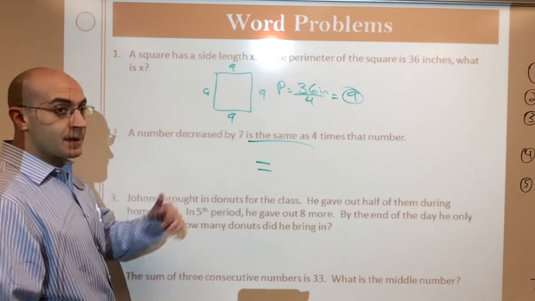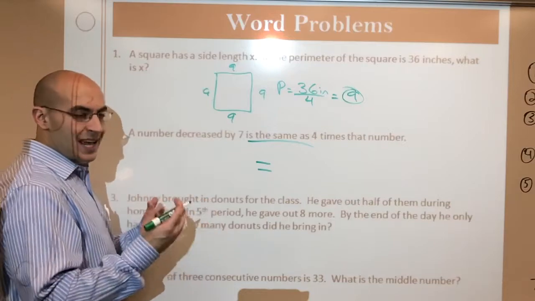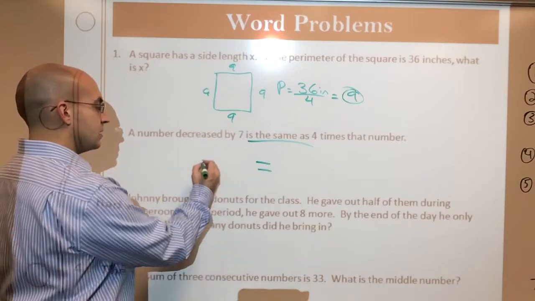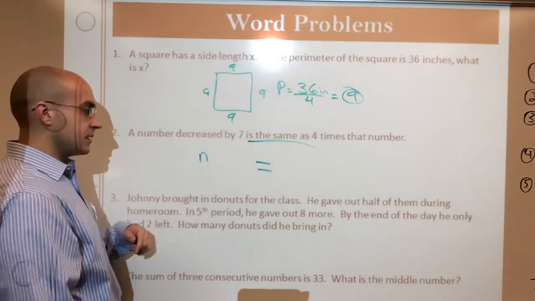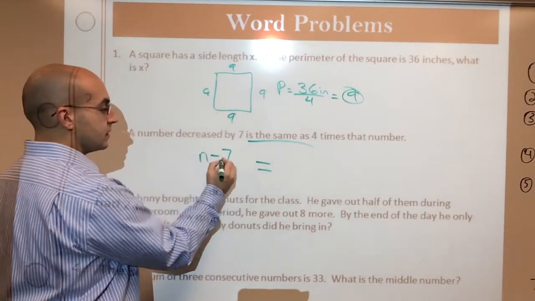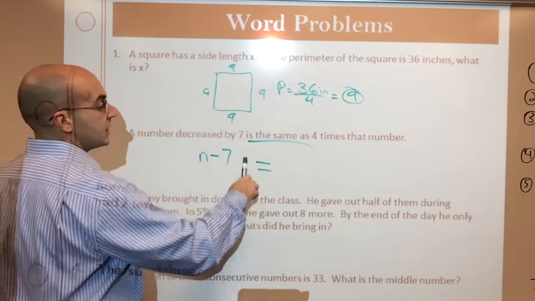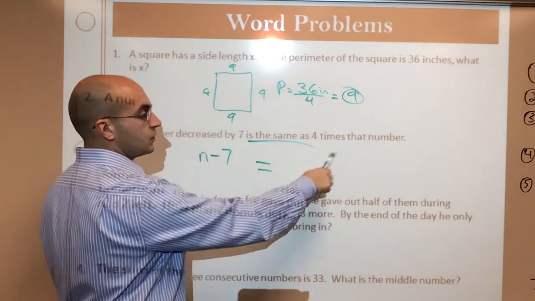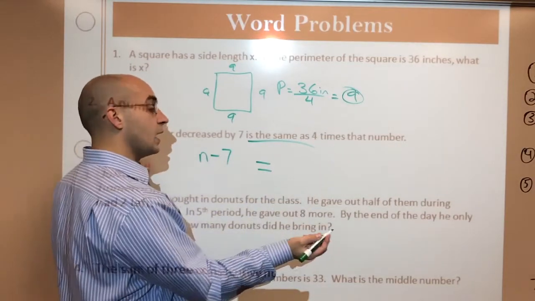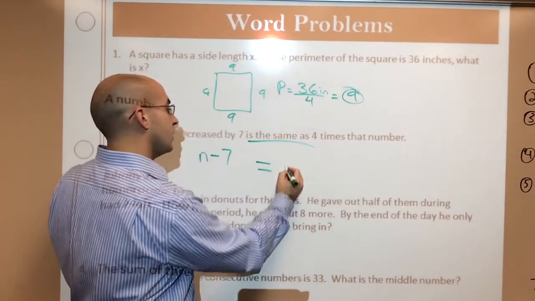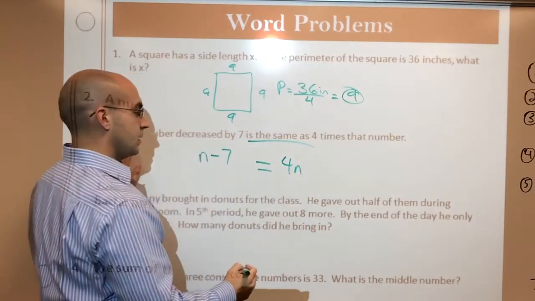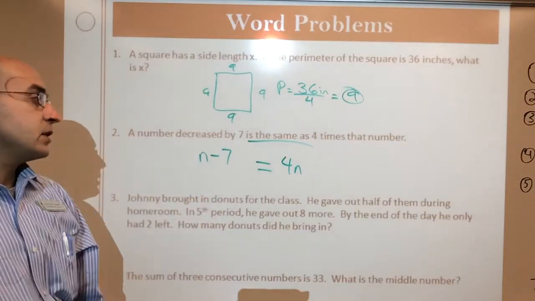So a number decreased by 7. So a number, let's use n or x or whatever. So a number is decreased by 7. Decreased by 7 is minus 7, subtraction. And then is the same as 4 times that number. Well, you have multiplication. Good. I heard that from somebody. 4 times a number. So this is my equation: n minus 7 equals 4n.